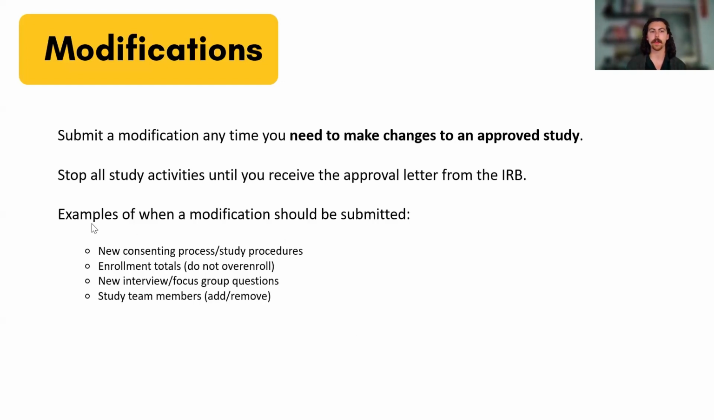You can see some examples of when a modification might need to be submitted: if there's a new consenting process, or you decide to change your study procedure, if you have a new enrollment total. For instance, if you want to have 30 people complete your survey and it's looking like you're going to do more than that, you would submit a modification to increase that maximum enrollment. And then if you're changing, like I said, your interview or focus group questions.